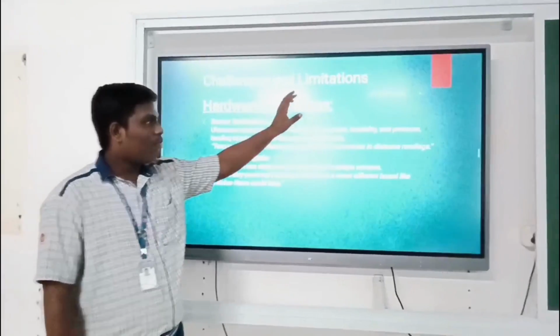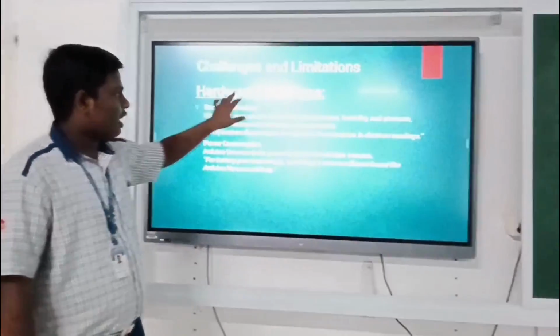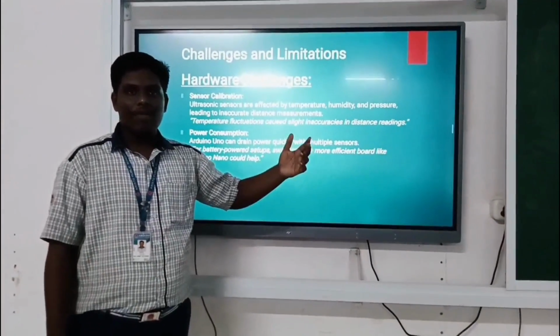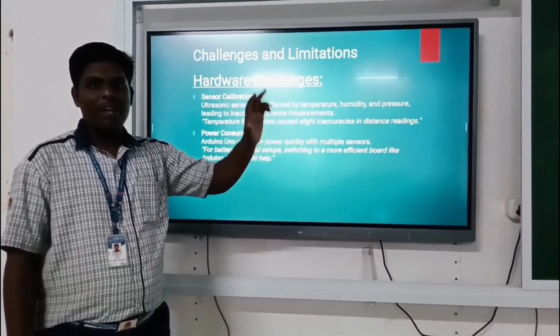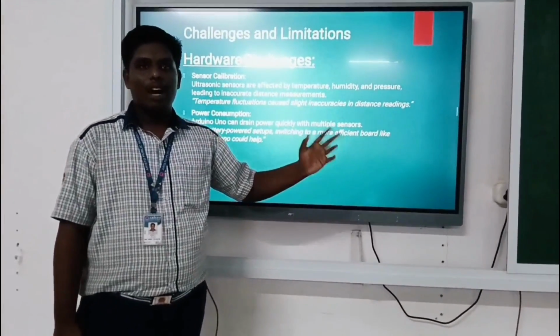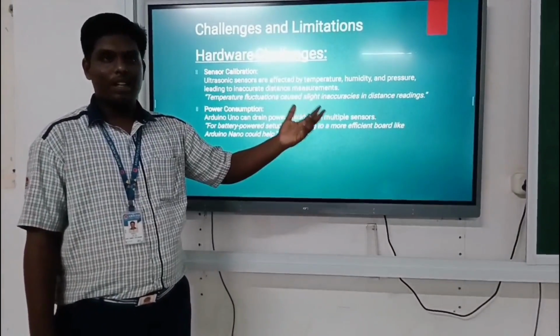Challenges and limitations of the Arduino board in calculating distance. The main challenges are with sensor calibration. Sensor calibration fails in case of inconsistent weather or temperature change. Power consumption: battery powered Arduino boards stop, though they utilize lower power than other types of nano boards.